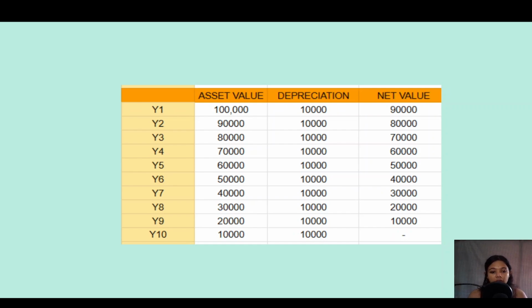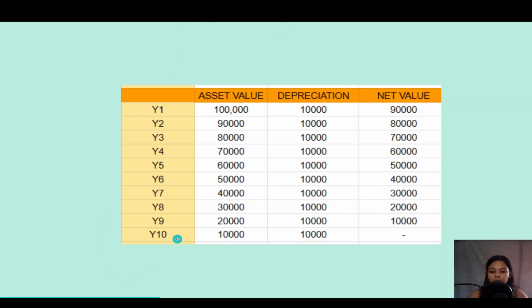So I will charge rupees 10,000 even in year 2. I'll deduct it from the net value of my asset, and then at the end of year 2 I will get 80,000. In year 3, from 80,000 I will subtract 10,000, then I will get 70,000. Then in year 4, from 70,000 I will deduct my depreciation of 10,000, and I'll get a net value of 60,000. As you can see, as the years pass by, depreciation is still 10,000. So every year the cost of my asset is being distributed over its useful life by 10%.